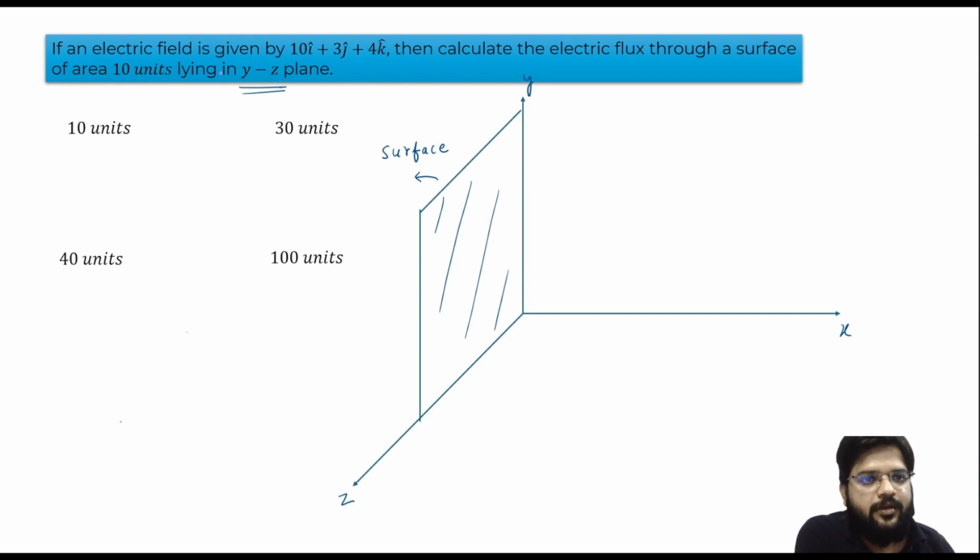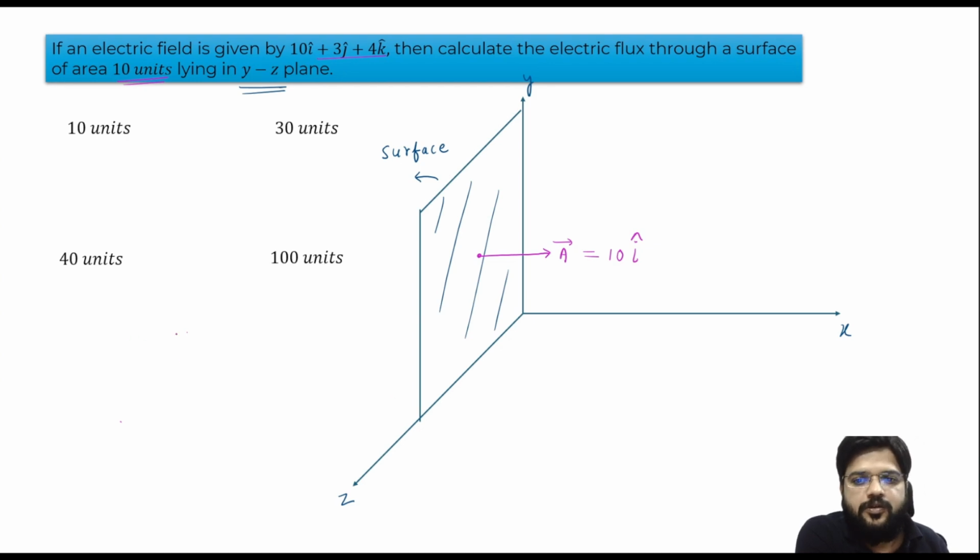The area of the surface is 10 units, everyone. The direction of the area vector is this; we consider this side positive. The magnitude is 10, and the direction is towards the positive x direction. So if I write the area vector, first we need the magnitude, which is 10 here, and the direction is toward positive x, so it is i cap. So the area vector is 10i cap, and the electric field we already have is 10i plus 3j plus 4k cap.